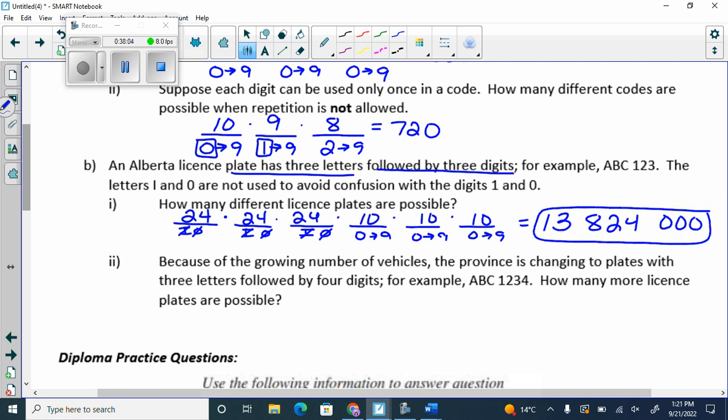Which sounds like a lot. But the problem is that they keep license plates. Sometimes they don't give them back. You run out of license plates. Yep.